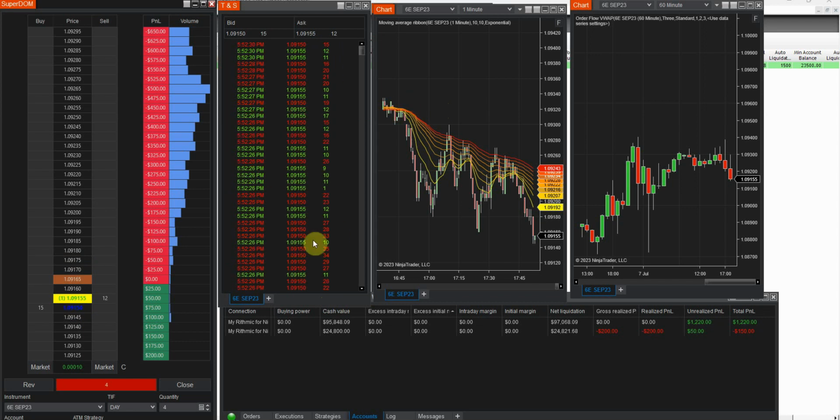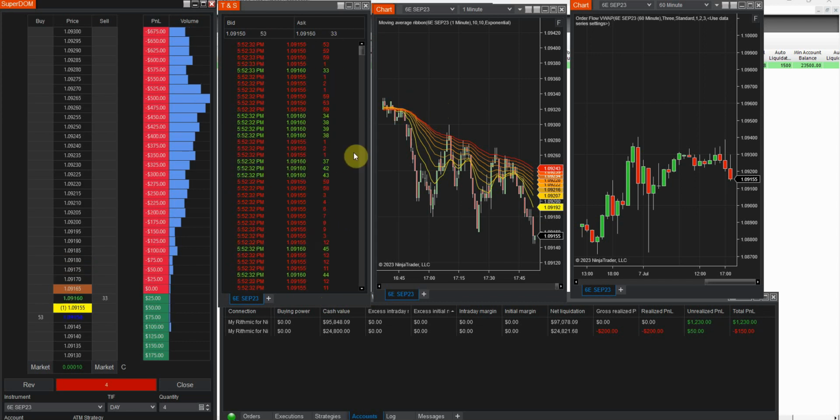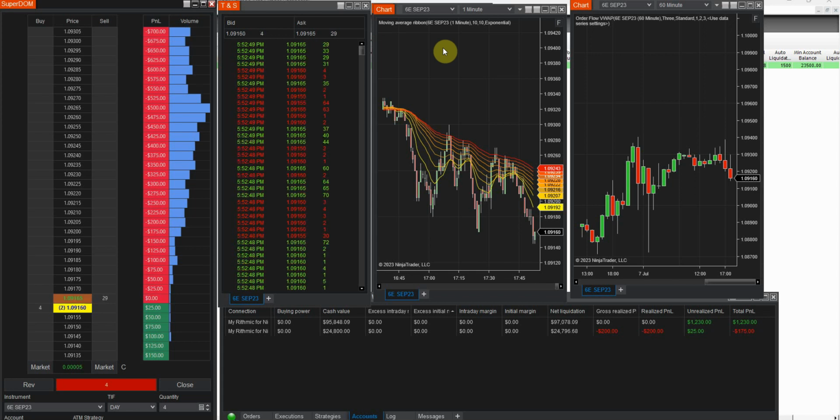We really want to see some fast action. Here we go, a bit more volatility. It's coming in. It's going the wrong direction though. We really want to see it soak up all these buyers and short the market out.